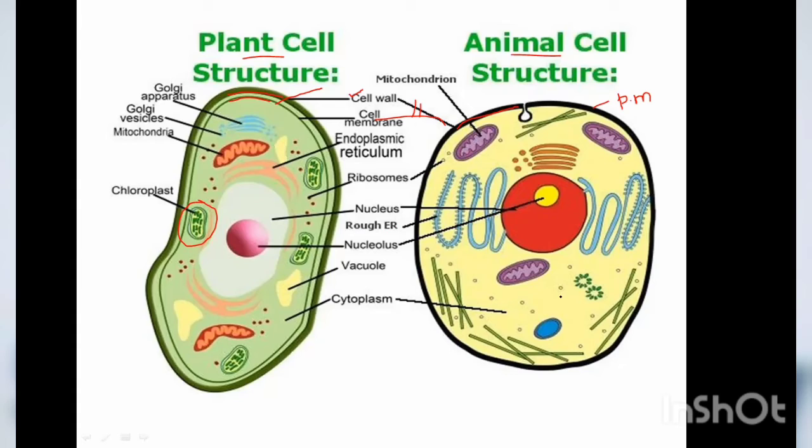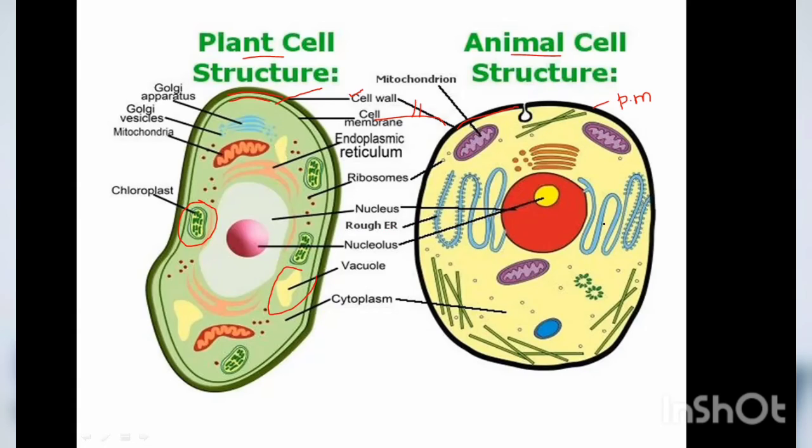Okay, that is the second main difference. And the third difference is that plants have a larger vacuole. A larger vacuole is present inside the plant cell, whereas in the animal cell mostly the vacuole is lacking. Sometimes if it is present, it is very small compared to the plant cell.